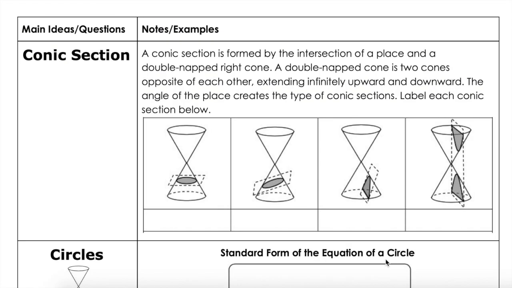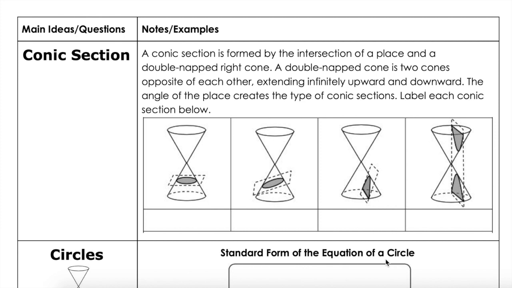In this video, we are going to be reviewing conic sections. If you've never learned about conic sections, I would highly suggest that you find another video that introduces these topics from the beginning. So for review, a conic section is formed by the intersection of a plane and a double napped right cone.